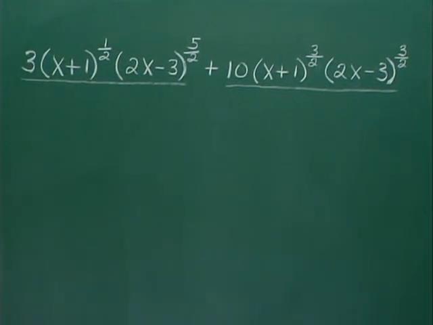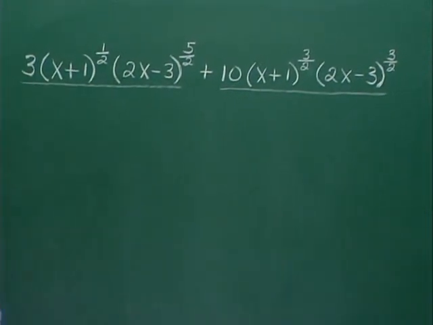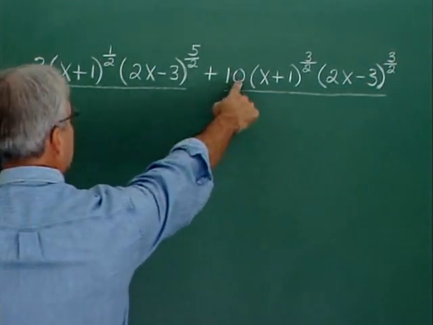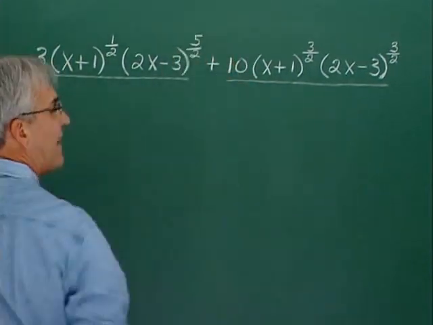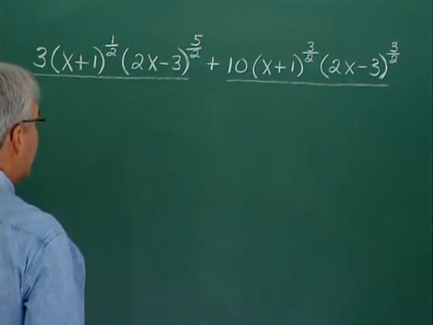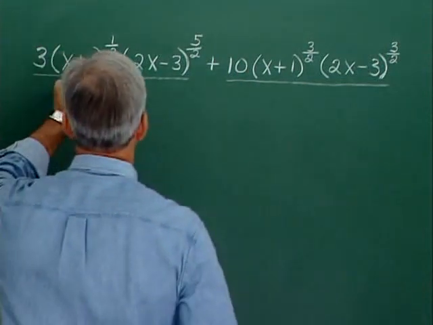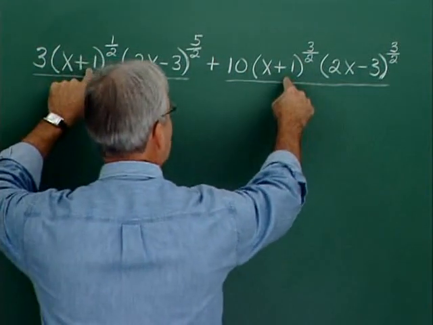Now, we're going to pull out a common factor. So we're going to look first at the 3 and the 10. Oh, they have no factors in common. All right, fine. Now, we do see that we have x plus 1 here and x plus 1 here.